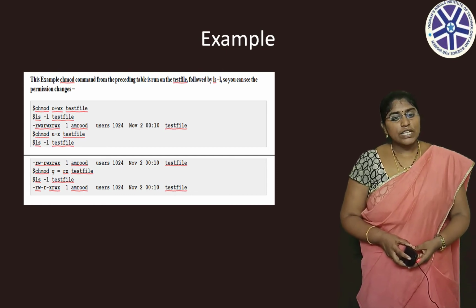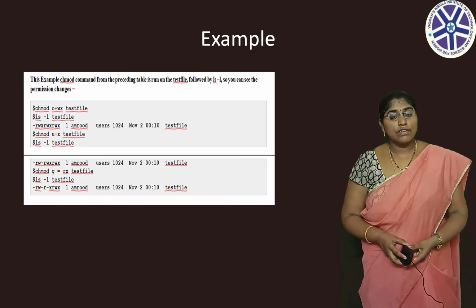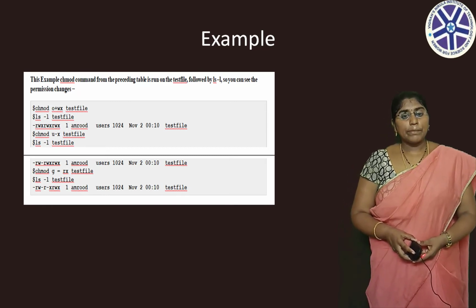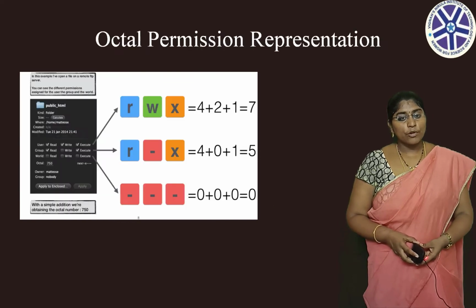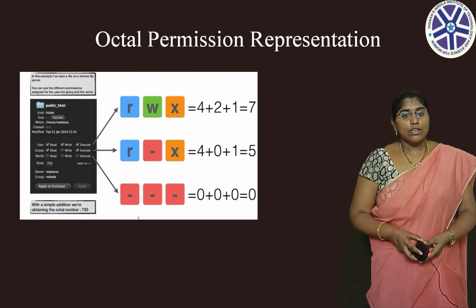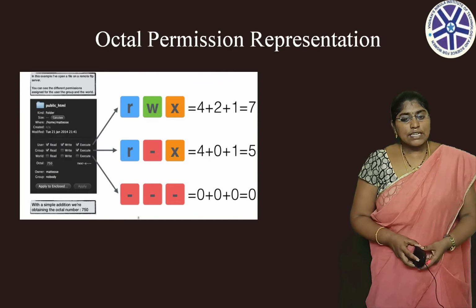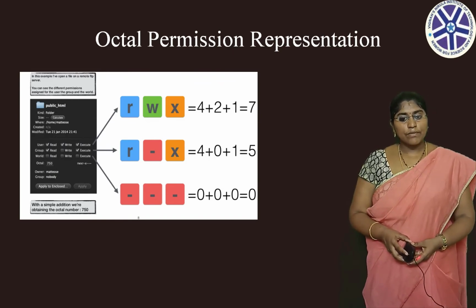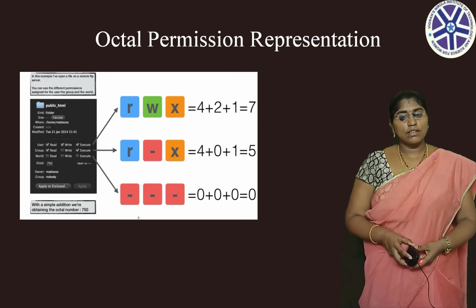Now let's see one more example, $chmod 755 test file. So here the file name is test file. You can assign the octal number 755 to the test file. It means 755 is divided into three parts: 7 is for the user file type, 5 is for the group file type, and 5 is for the other file type.